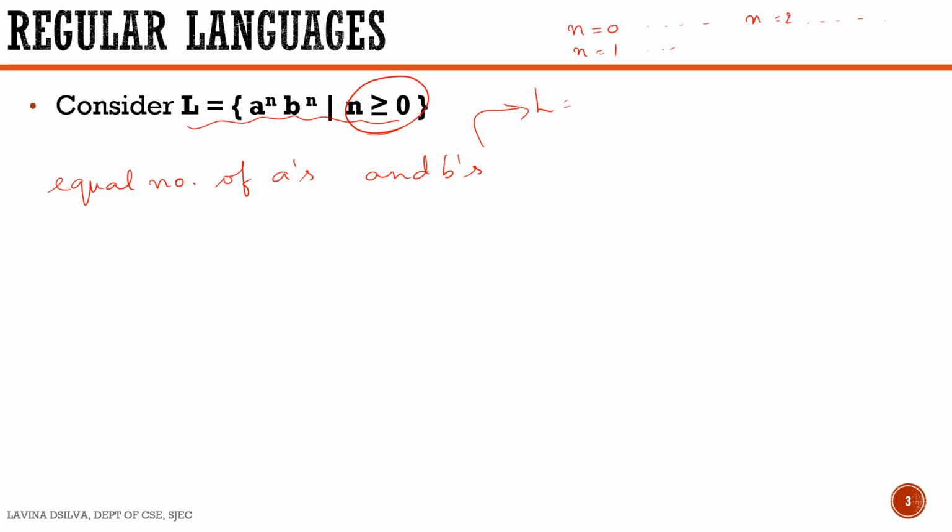So what would be the minimum string which we can have in this language? The minimum string which we can have in this language is epsilon, because when n equals 0, a to the power n, b to the power n will be epsilon. Next, when n is equal to 1, we can have the string AB. Similarly, when n is equal to 2, we can have AABB. When n is equal to 3, we can have AAABBB, etc. And this goes on.